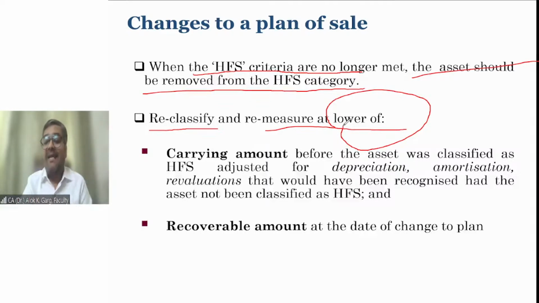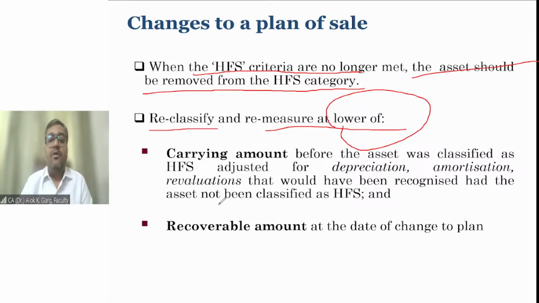Compute the carrying value. Had this asset never been classified as held for sale, what would have been the carrying value as on the date of change of plan? If this asset had never been classified as held for sale, then the accounting would have continued as per Ind AS 16, right?